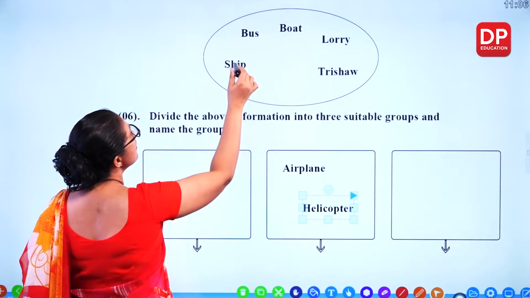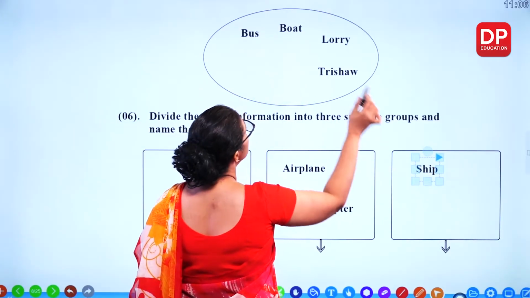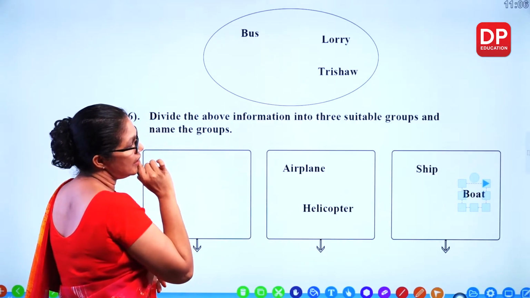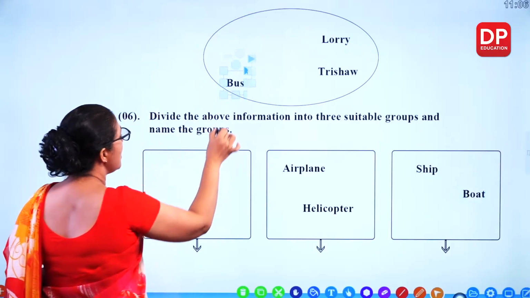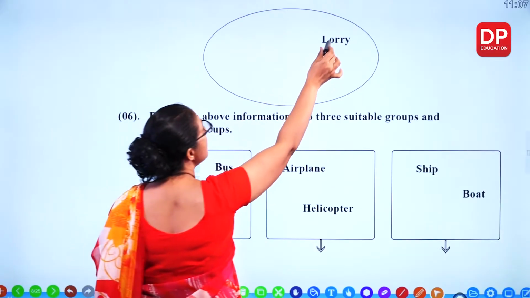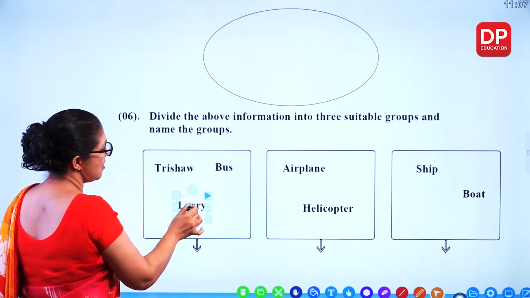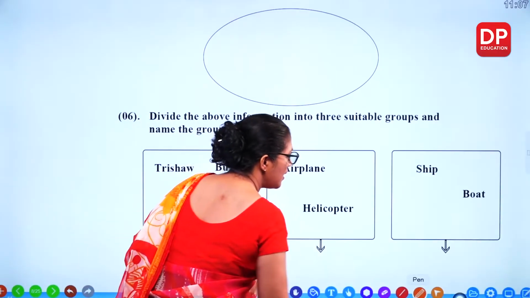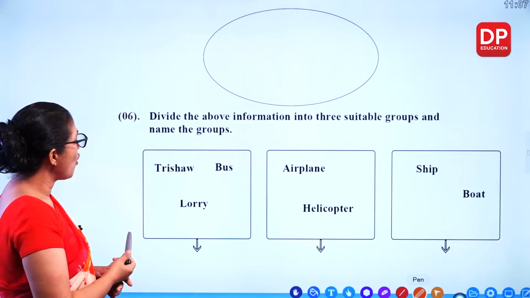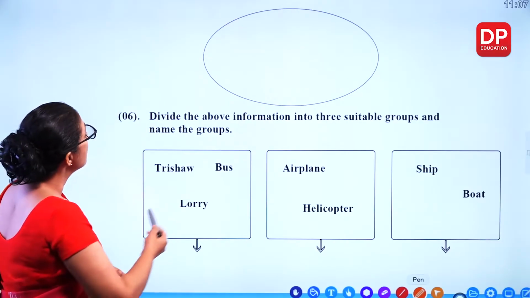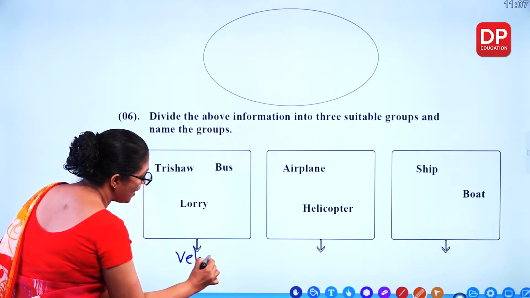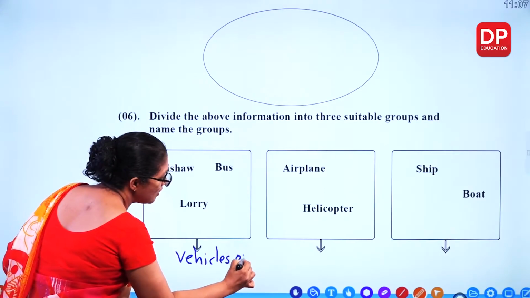And then ship, boat in another group, and bus, trishaw, and lorry in another group. Now, how can I give names for these three groups? Trishaw, bus, lorry, vehicles on land. We can write vehicles on land.